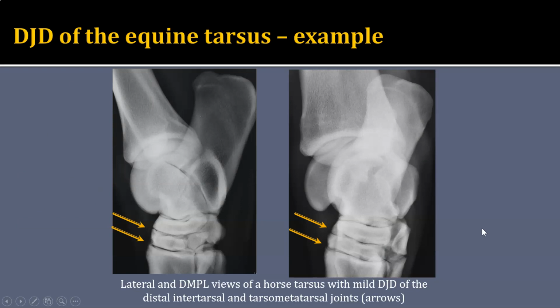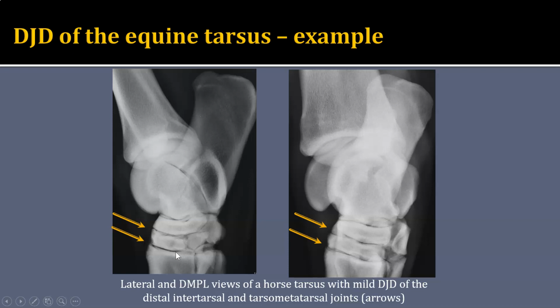Here's an example of a patient. I have a lateral and a DMPLO view of the same patient. And this patient has very mild osteoarthritis of the distal intertarsal and tarsometatarsal joints. Very small irregularities, and again, pretty minor, and this horse is actually lame, so small irregularities at the dorsal aspect of both of those joints, a little bit more irregularity here on the third metatarsal bone. These are, again, termed osteophytes.